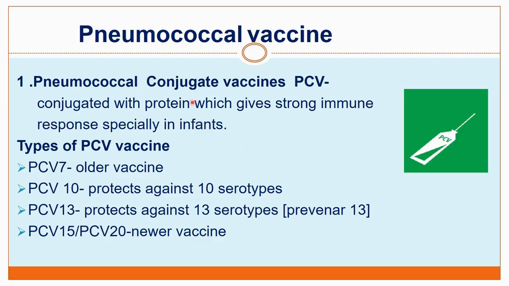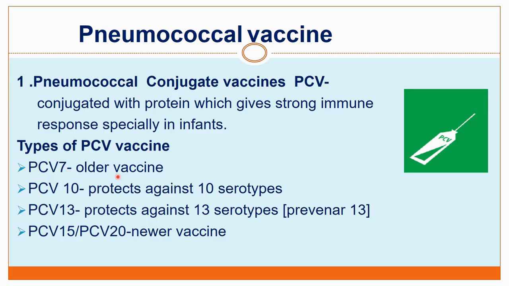Let's start with the description of the PCV. So this is a conjugated vaccine which is conjugated with a protein. After conjugation with protein, it gives a strong immune response, especially to the younger children, infants, or less than 2-year-old children. And there are different types of PCV vaccines.